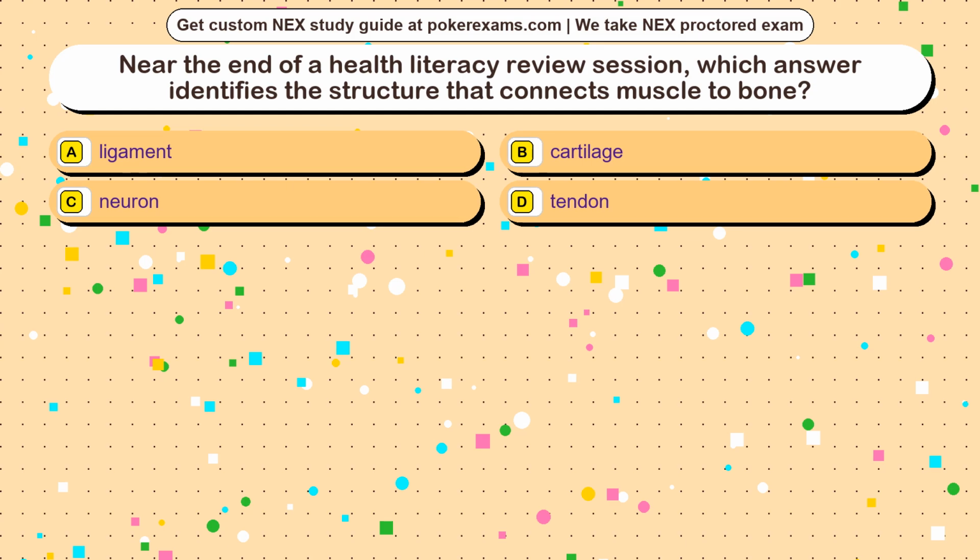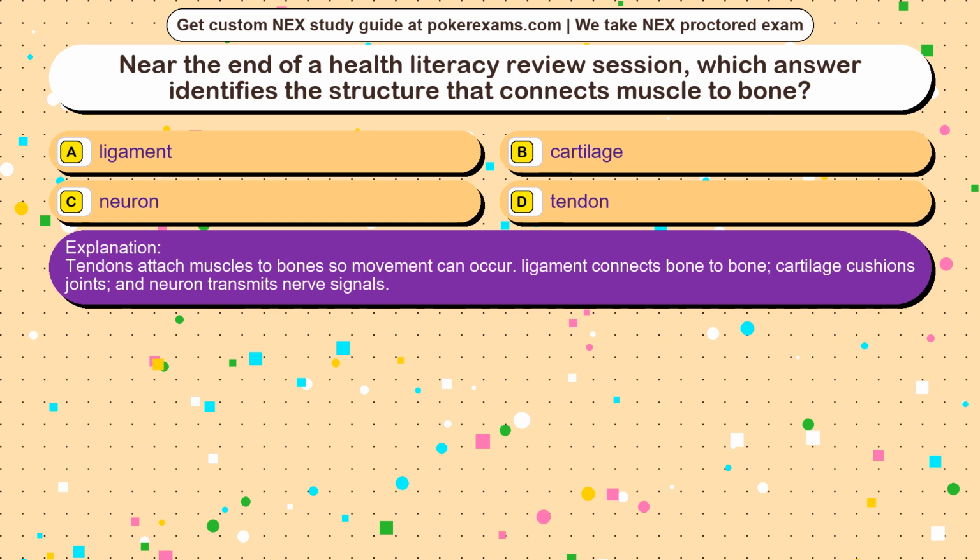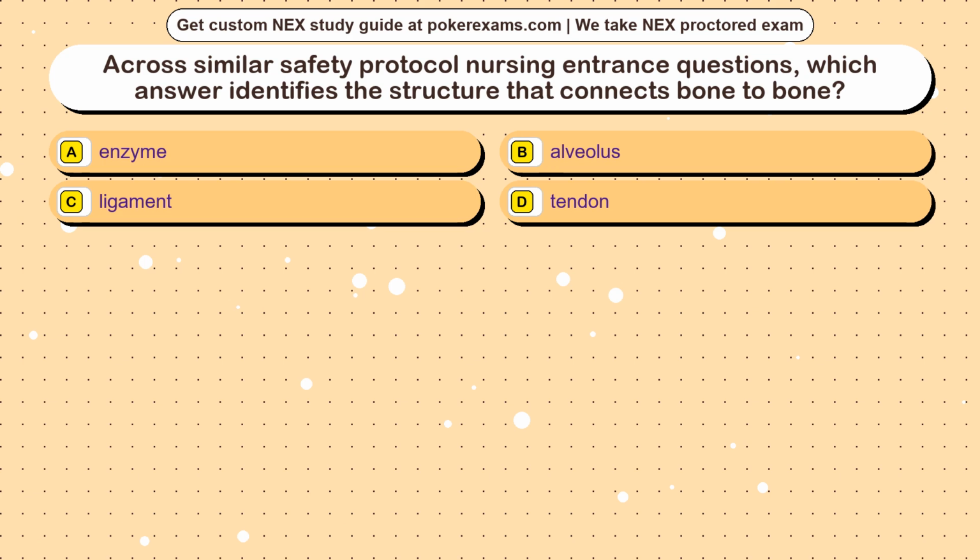The correct answer is option. Tendons attach muscles to bones so movement can occur. Ligament connects bone to bone, cartilage cushions joints, and neuron transmits nerve signals. Question 20. Across similar safety protocol nursing entrance questions, which answer identifies the structure that connects bone to bone? Option A, enzyme. Option B, alveolus. Option C, ligament. Option D, tendon.